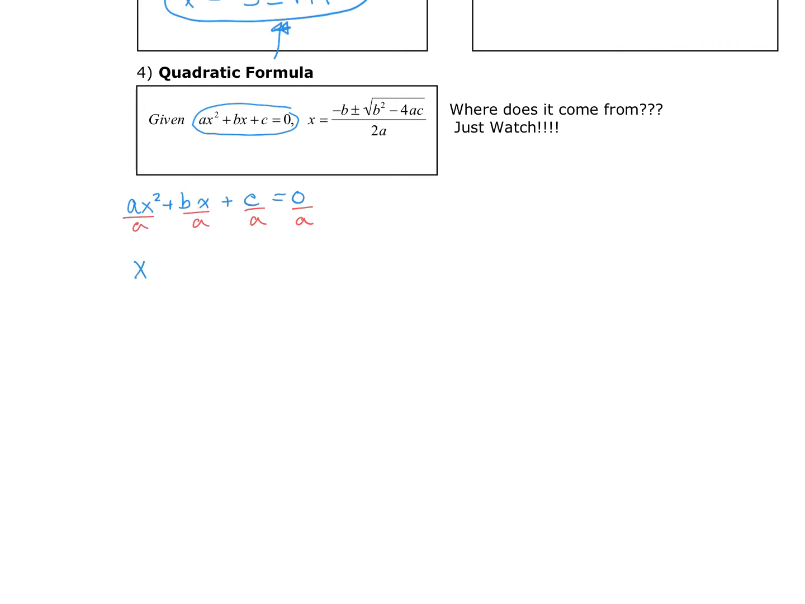So we have x squared plus b over a x. And I'm going to take the opportunity now to move my constant over. This is 0, and so we'll subtract c over a. So we want to add the same thing to both sides of the equation to keep it balanced. And we're going to take 1/2 of b over a, and we're going to square it. So we're going to get b squared over 4a squared.